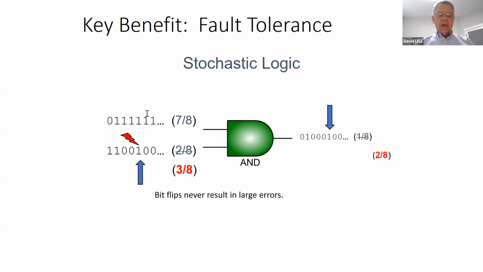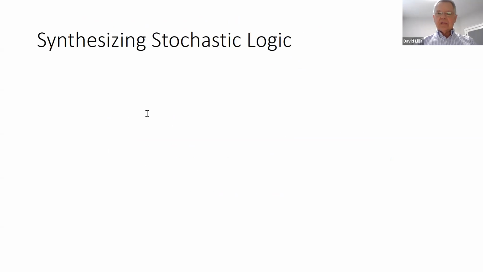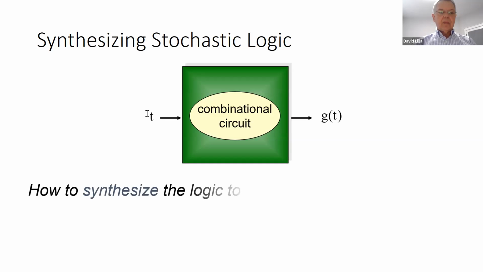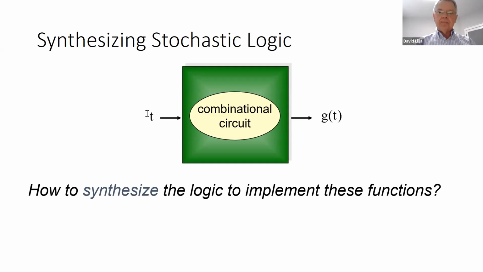All right. How do I now synthesize this logic to take advantage of some of those things that I just talked about? Well, here's kind of a high-level view of the problem. I've got an input T coming into this combinational circuit, and I want to generate this function G of T. And I want to somehow come up with a way of synthesizing the logic to implement that particular function.